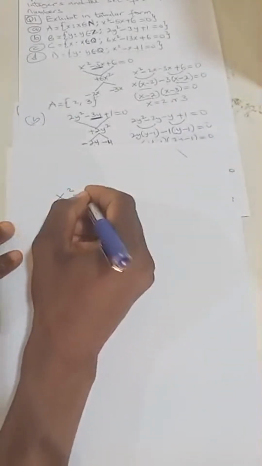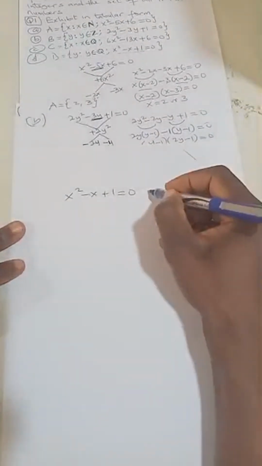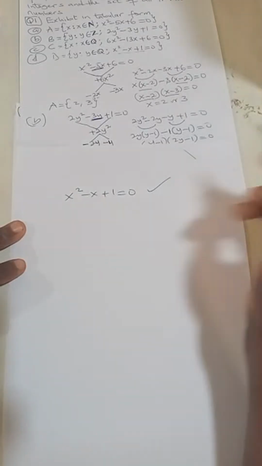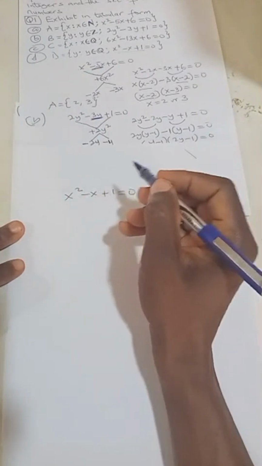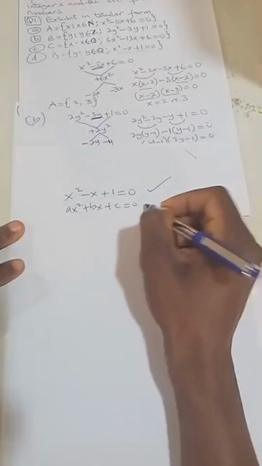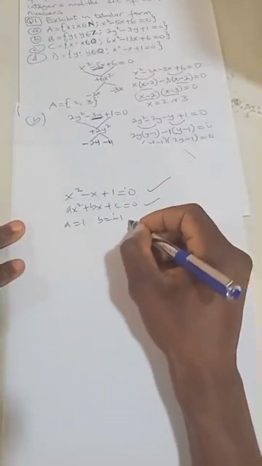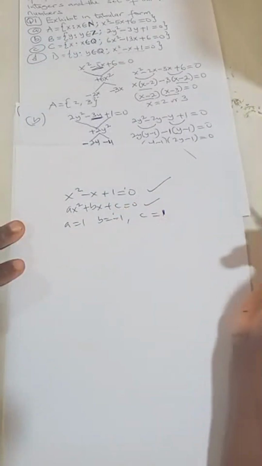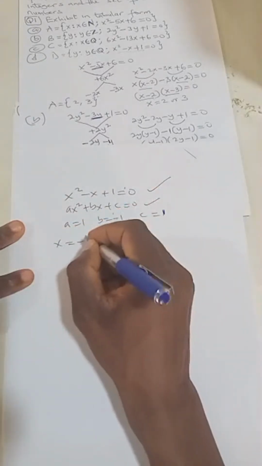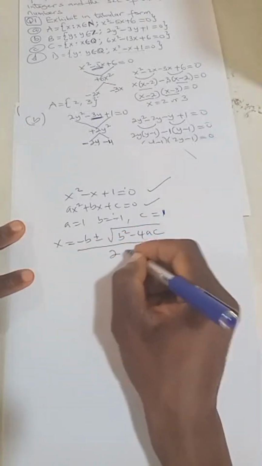We have x squared minus x plus 1 equal to 0. If you look at this quadratic expression, we can't factorize it, but we can use the quadratic formula. If you correspond this to the general quadratic equation, A is equal to 1, B is minus 1, and C is what? C is 1. So we can use the quadratic formula: minus B plus or minus the square root of B squared minus 4AC, all over what? All over 2A.